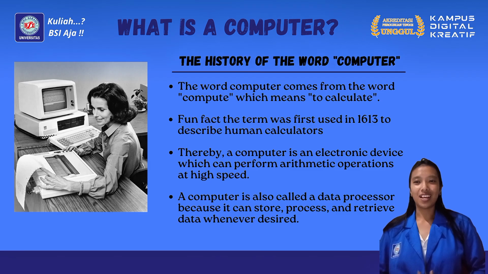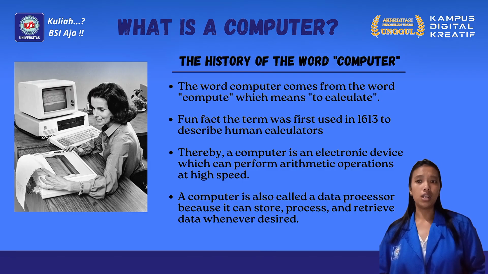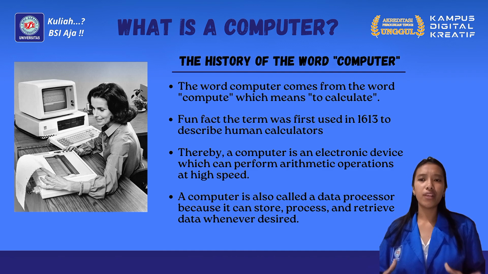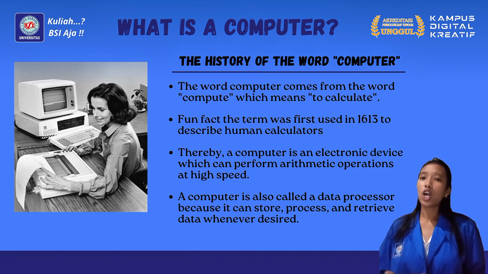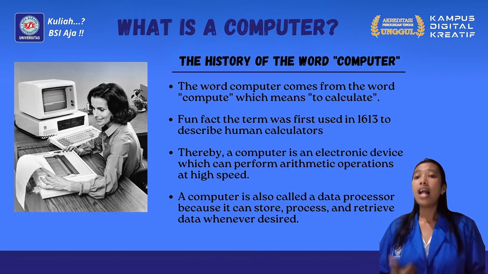A computer is an electronic device that can receive data, process it, store it, and produce information automatically based on instruction from the user. The word computer comes from the word compute, which means to calculate. Today, computers are used in many fields such as education, business, communication, and entertainment. Examples of computers are personal computers, laptops, and smartphones. In conclusion, computers help humans work faster, more accurately, and more efficiently in daily life.